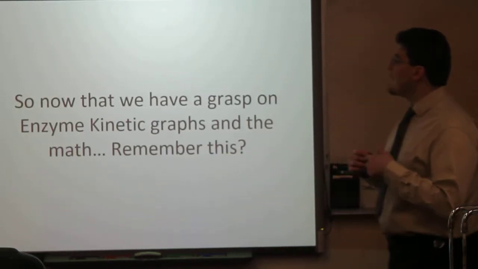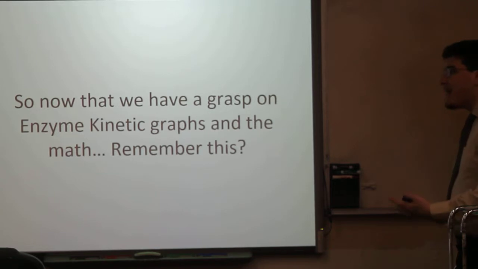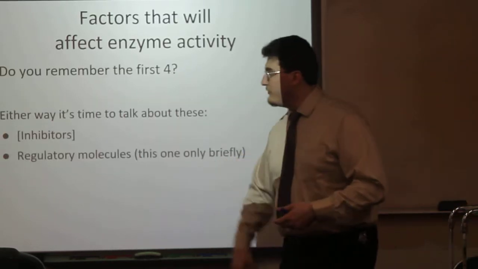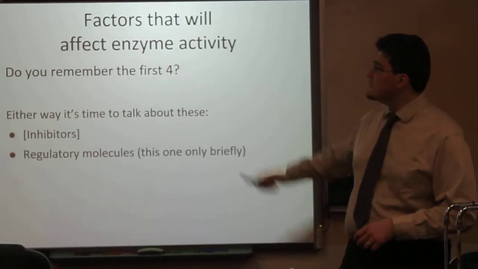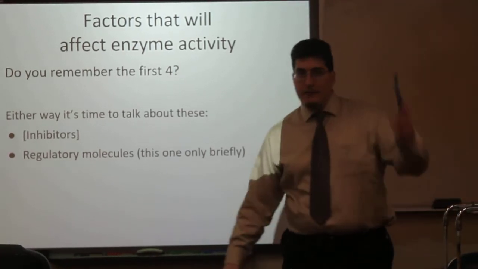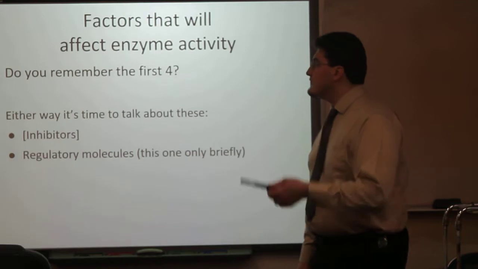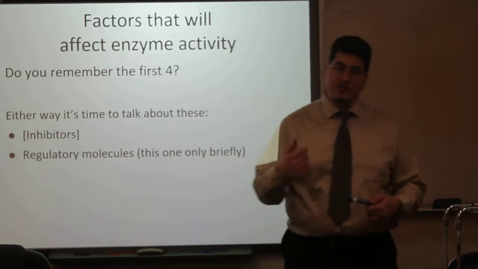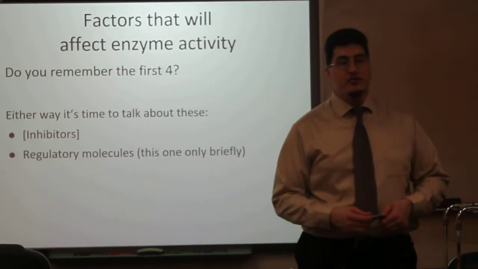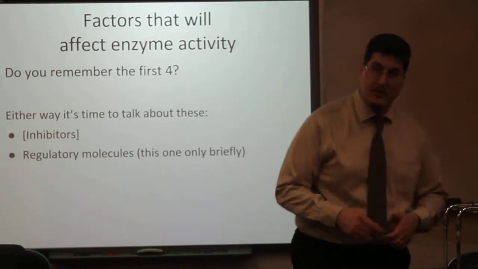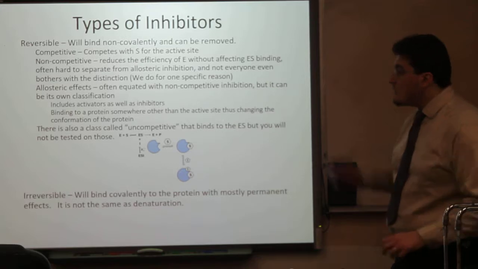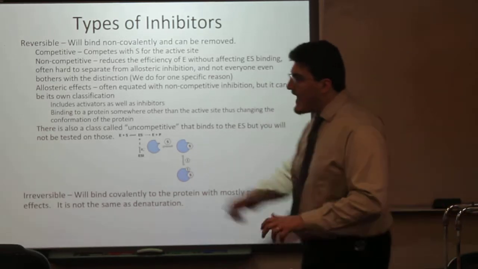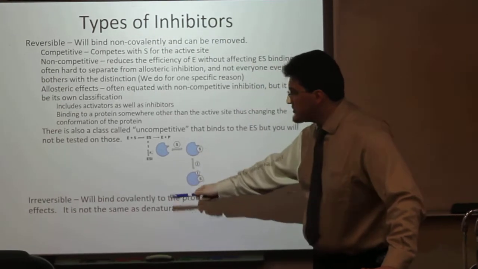So, now that we have grasped enzyme kinetic graphs and math, I want you to remember this: concentration of inhibitors and regulatory molecules. Remembering the first four factors that affect an enzyme were temperature, pH, concentration of enzymes, and concentration of substrate. So, types of inhibitors. Let's talk about the types of inhibitors. We have reversible and irreversible.